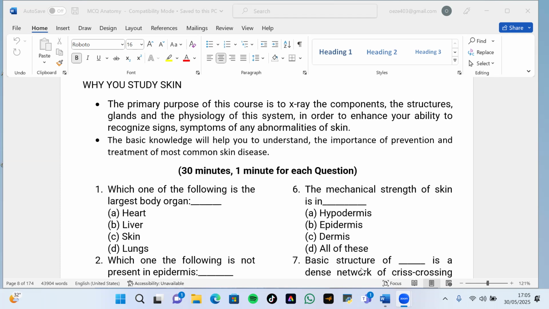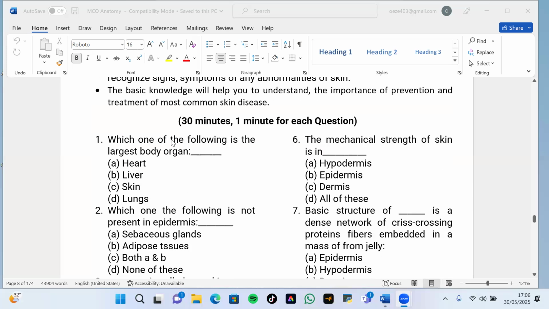The primary purpose of studying this is for us to x-ray the components, structures, glands, and the physiology of the integumentary system. The integument, that's the skin. This will enhance your ability to recognize signs and symptoms of abnormalities of the skin. That is why we study this particular system. The basic knowledge will help you to understand the importance of prevention and treatment of most common skin diseases. So in this exam, you are likely going to expect something like this.